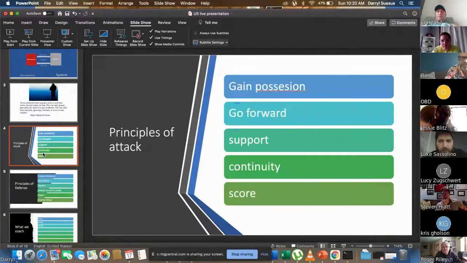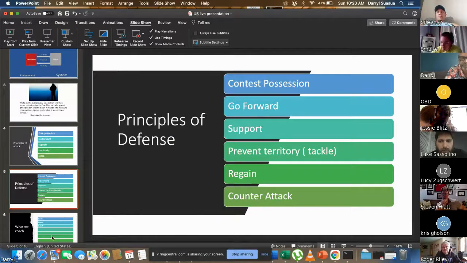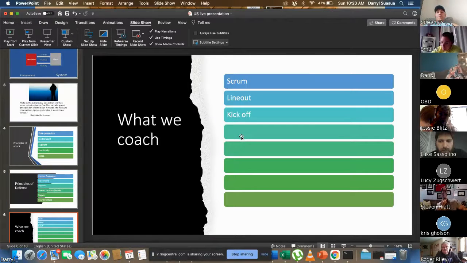If we're looking at this one here, the principle of go forward, what are we actually coaching in that? What part of the game? Any ideas? Open play. We could be looking at open play, but even before that, because remember, we've got to get the gain line. We have to get the gain line as soon as we get the ball.